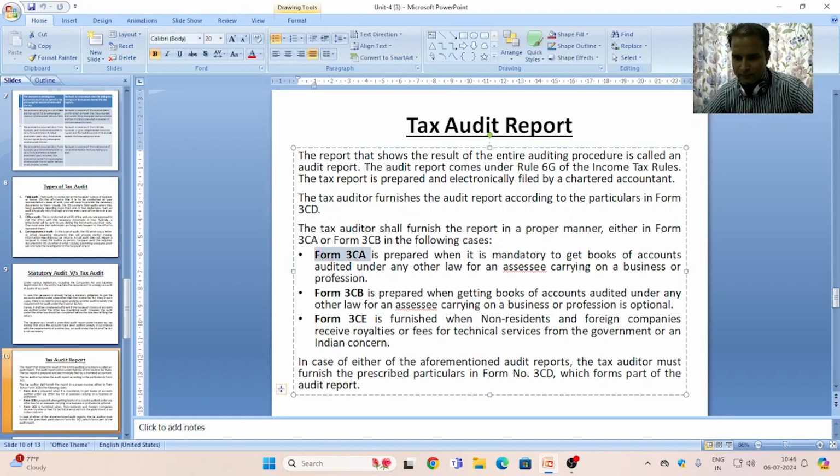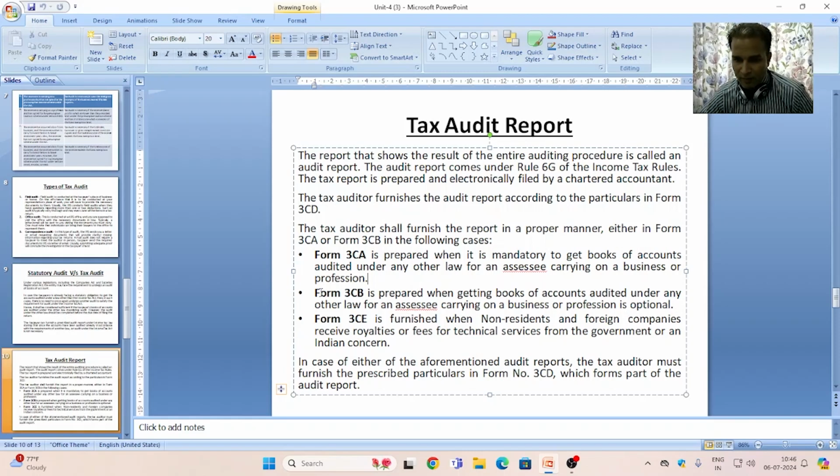Form 3CA. This form is prepared when it is mandatory to get books of accounts audited under any other law for an SSE carrying on a business or profession. An SSE who is carrying on a business or a profession and gets his books of accounts audited under any other law, then the auditor is required to furnish the audit report in Form 3CA.